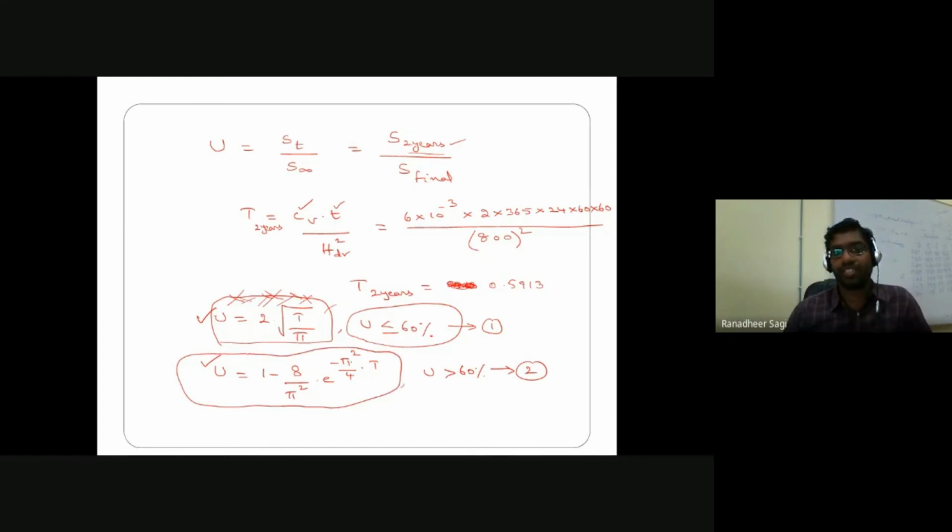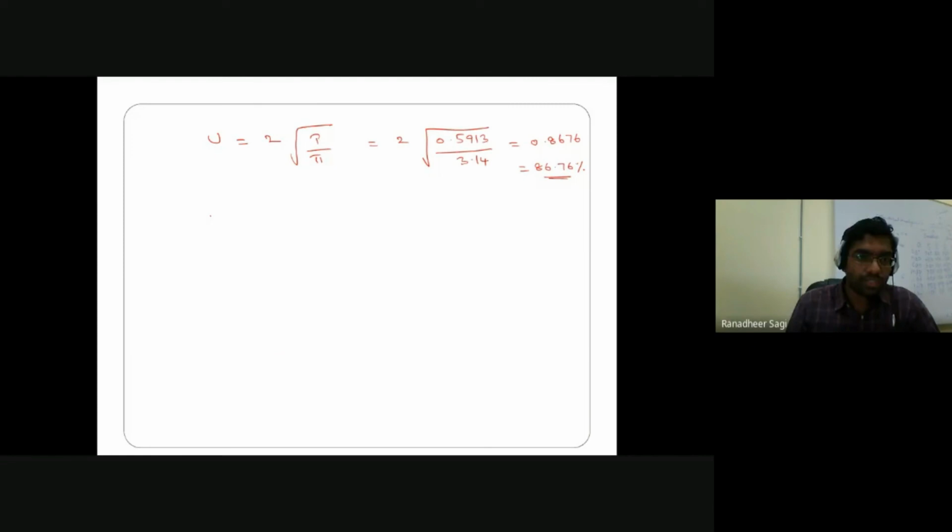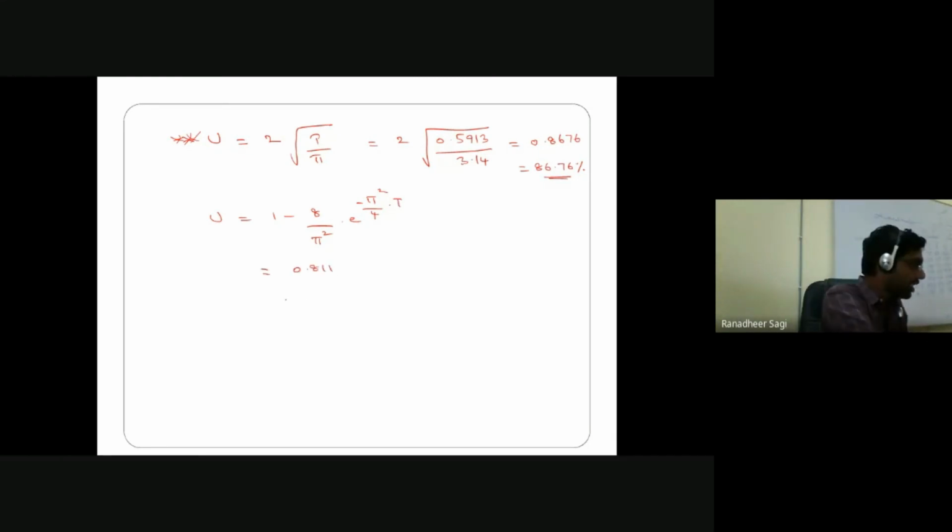In this second expression, substitute your time factor value equal to 0.5913. So this expression is not the correct expression to use. So what is the correct expression to use? It's nothing but 1 minus 8 by pi square into e to the power of minus pi square by 4 into T. That gives 0.811. So if it is 0.811, then how much is your degree of consolidation in percentage? It's nothing but 81.1%.